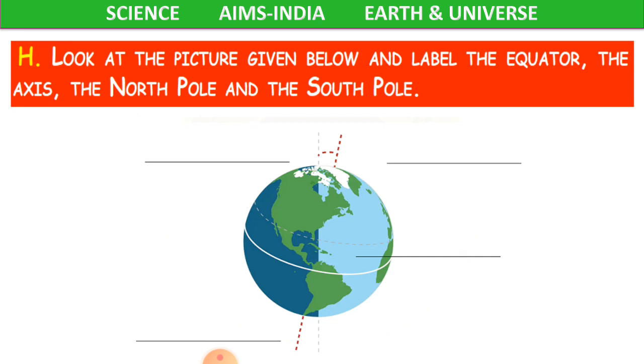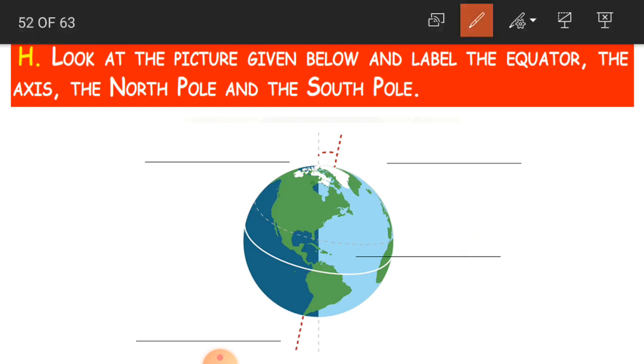Now here, children, if you see, another exercise. Look at the picture given below and label the equator, the axis, the north pole and the south pole. So let us do that here. What is the equator here? See this one. You can see the imaginary line, children. So this is nothing but the equator.